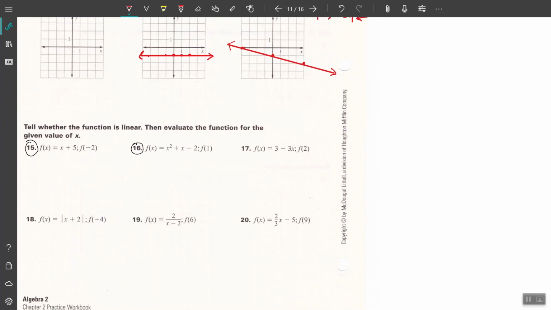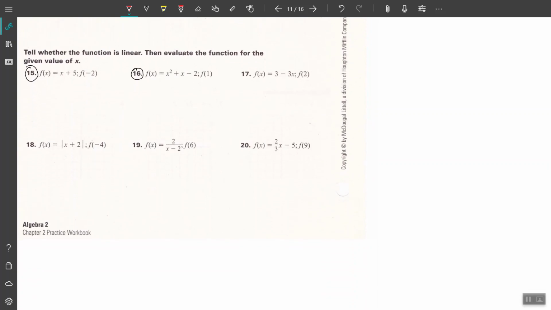In 15 and 16, they ask you to tell whether the function is linear and then evaluate it for that given value of x. The only thing they've changed here is they're calling it f of x instead of y. They've just substituted in f of x, and that should sound familiar from Algebra 1. They mean the same thing. It's still your dependent variable. It's just that they're using function notation.